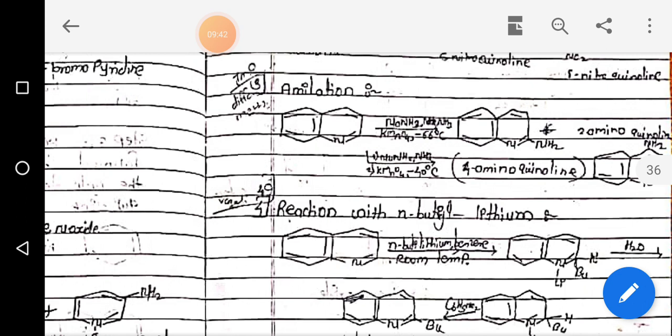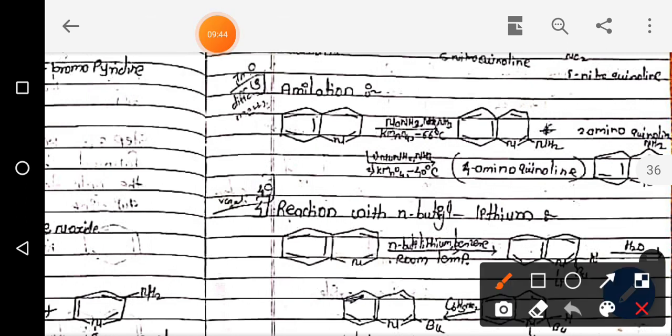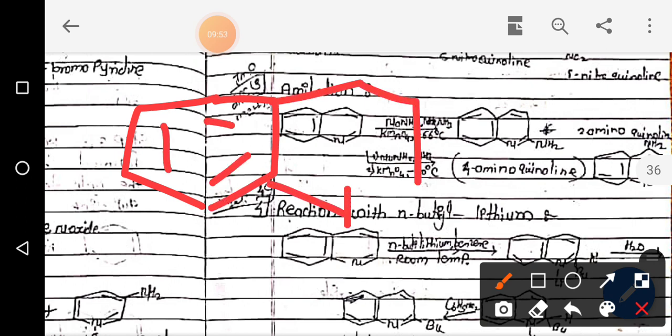The product of the reaction is NH2 at the position number 2. Amination takes place at the position number 2. It is possible because at position 2 the NH2 is more stable, that's why position number 2.